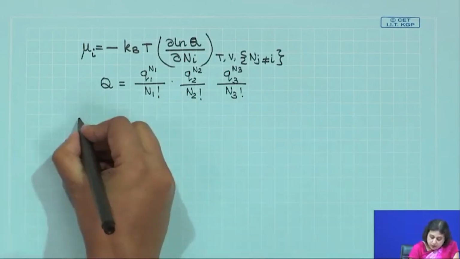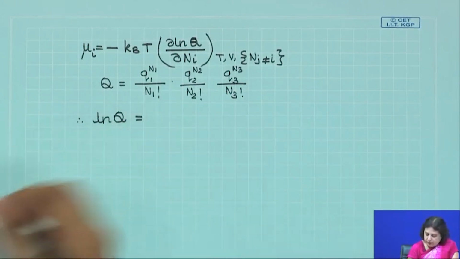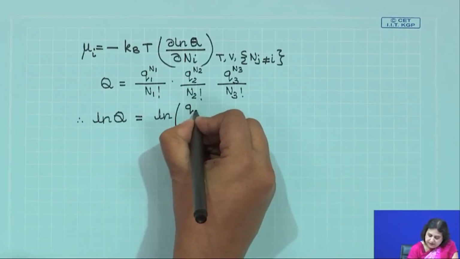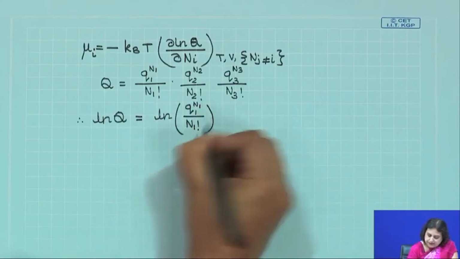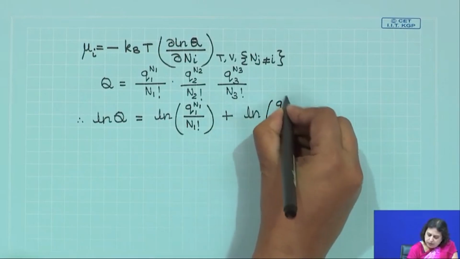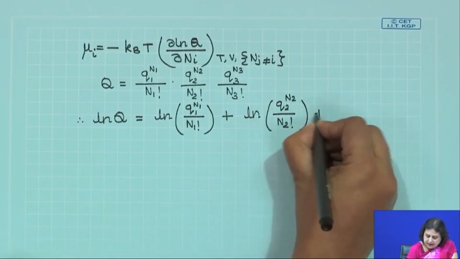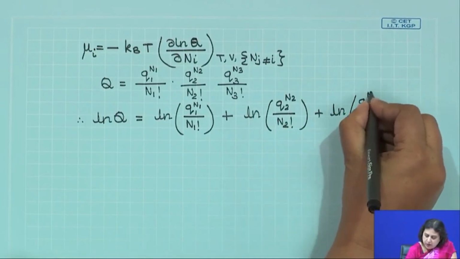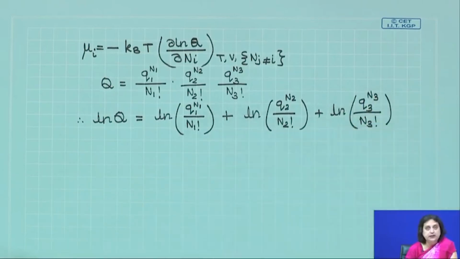Okay. So, what is ln Q? Ln capital Q, that is going to be nothing but ln of each of these terms, right: ln of Q1 to the power of N1 divided by N1 factorial, plus ln of Q2 to the power of N2 by N2 factorial, and the last term that depends on N3, so ln of Q3 to the power of N3 divided by N3 factorial, right.